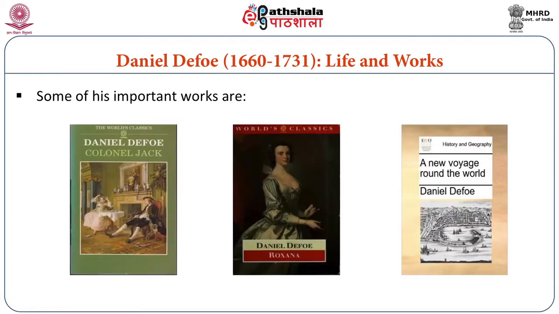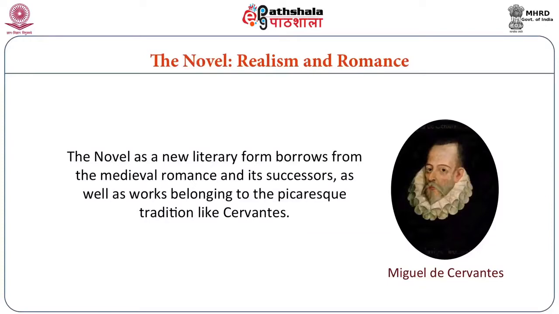And the ones which are usually counted as important are Robinson Crusoe, Moll Flanders, and A Journal of the Plague Year, all of which are seen as central to the canon of Daniel Defoe. Now, the novel comes to rise during this period due to certain social conditions. One is, of course, the rise of the middle class during this period. But even as it comes to be during this period, it also borrows from the medieval romance and several of the successors of the medieval romance.